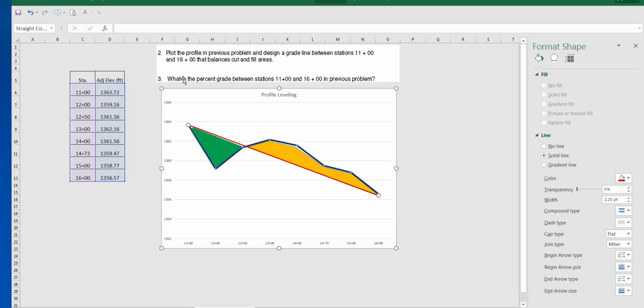Now, the last part of the project says, what is the percent grades between the stations 11 plus 00 and 12 plus 0s? So I want percent slopes on each one of these segments. And I'll show you how to do that.